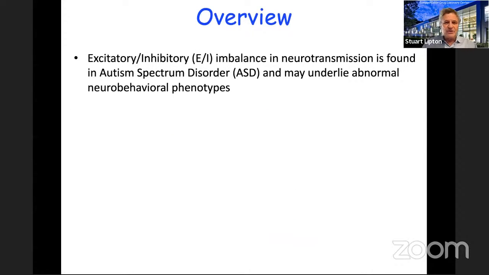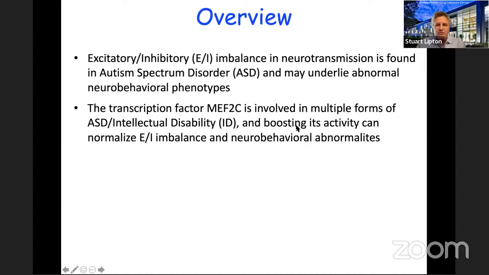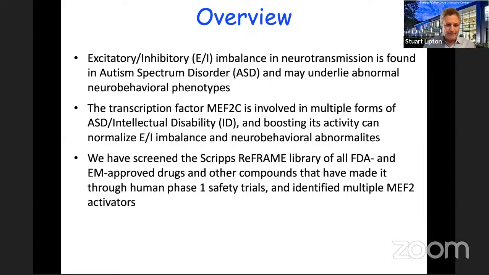Matt actually mentioned this, that excitatory-inhibitory imbalance is thought to underlie many of the abnormal phenotypes in ASD. The transcription factor MEF2C is involved in multiple forms of autism and intellectual disability. And so we hypothesized that boosting its activity might normalize EI imbalance and neurobehavioral abnormalities.